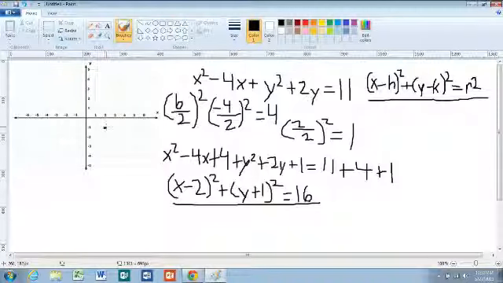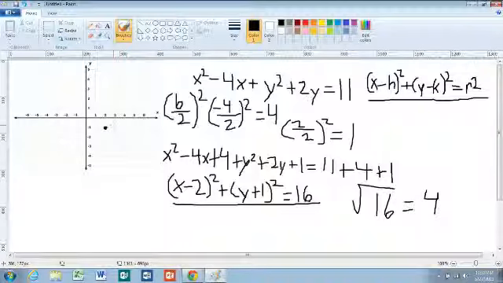Now we want to find the radius. And to find the radius, we take the square root of that last value, since it's usually the radius squared. So we get our radius as 4.